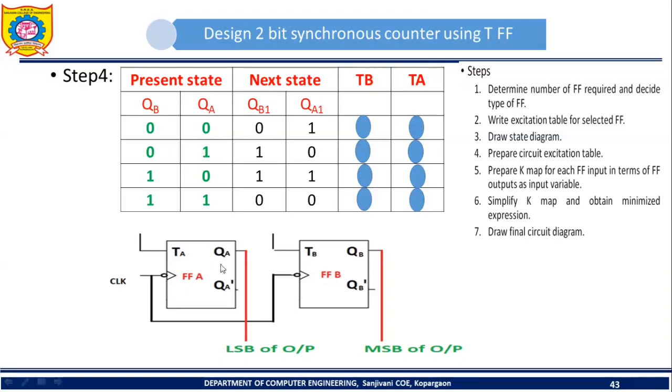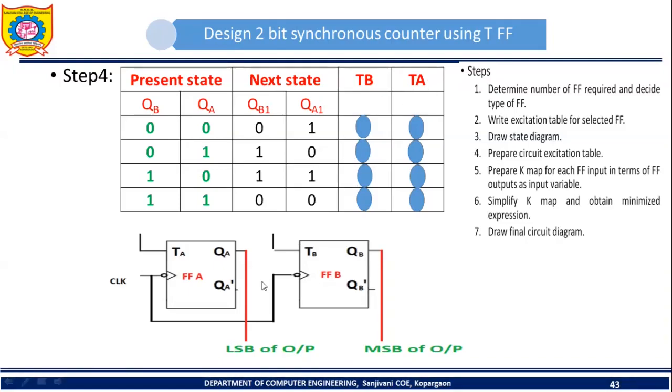Okay, so present state, already I told you. So QB, we are going to consider QB as MSB. So that's why here I have listed QB first. Okay, and then QA is there. So QB and QA together will give me the present state of this particular circuit. Then next state, suppose QB1 and QA1. So what is QB1? Let us assume that it is the next state of this particular circuit. QB1 and QA1 represent, suppose, the next state of the circuit.